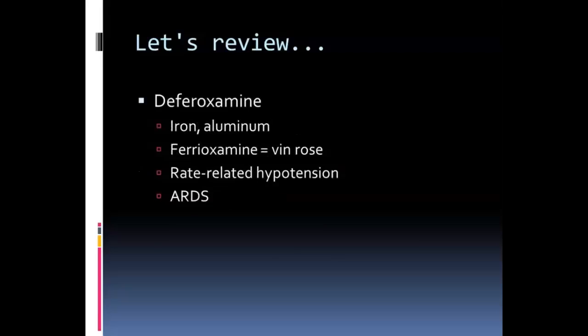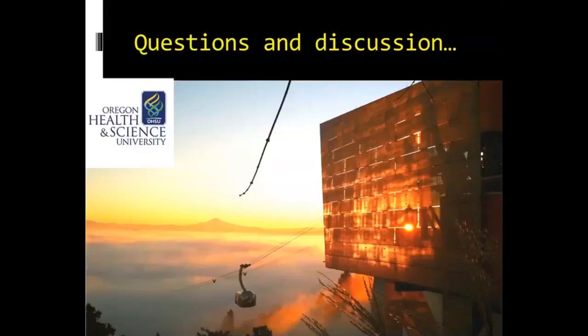Deferoxamine is for iron and aluminum. It's deferoxamine plus iron equals ferrioxamine, which causes the vin rosé color. And don't forget rate-related hypotension and acute lung injury or ARDS. So that's all I have to talk about chelators. These can be somewhat confusing, but once you can group things together and then split them apart a little bit, they get much easier. I hope my discussion helps your understanding of chelators. Thanks.